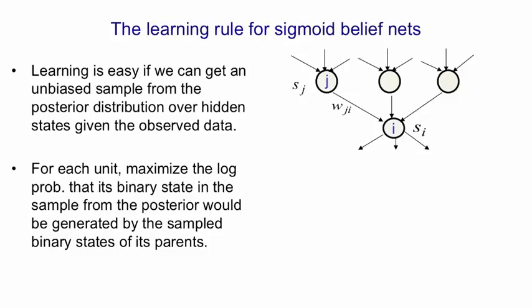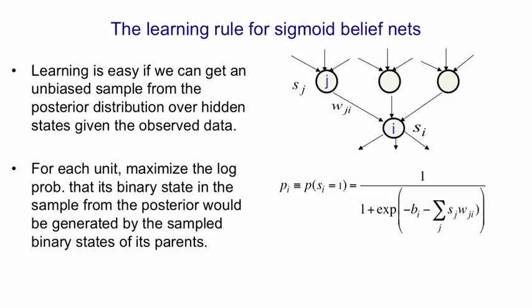So the learning rule is local and simple. The probability that the parents of i would turn i on is given by a logistic function that involves the binary states of the parents. And what we need to do is make that probability be similar to the actually observed binary value of i. And although I'm not going to derive it here, the maximum likelihood learning rule for the weight wji is simply to change it in proportion to the state of j times the difference between the binary state of i and the probability that the binary states of i's parents would turn it on.